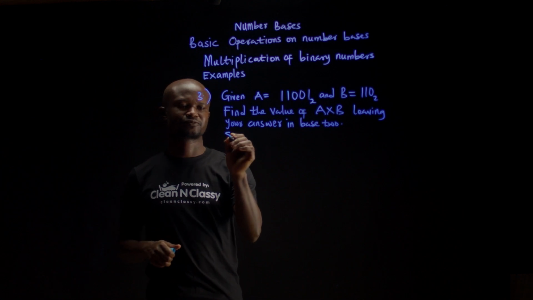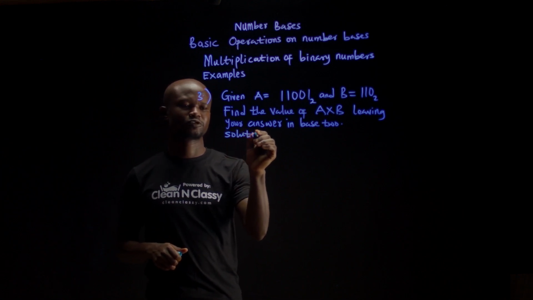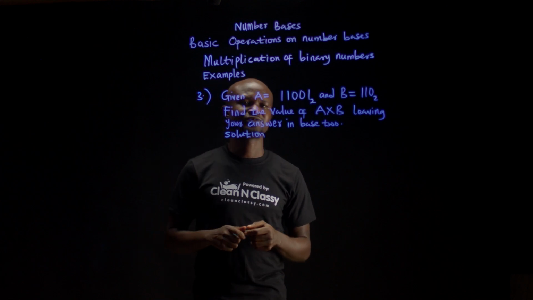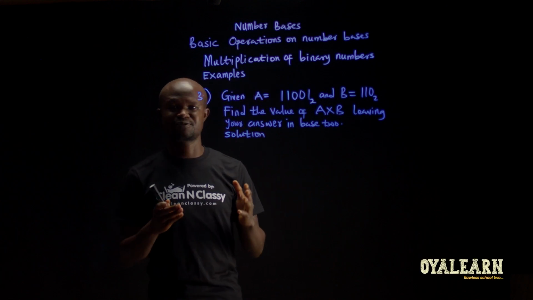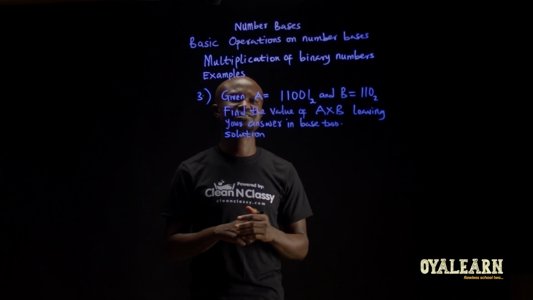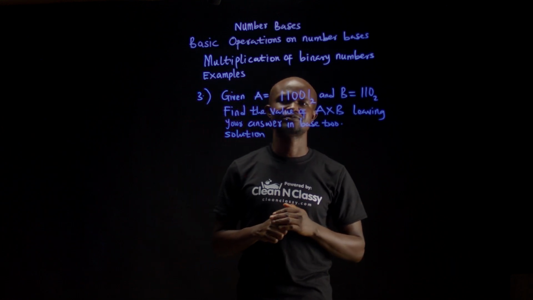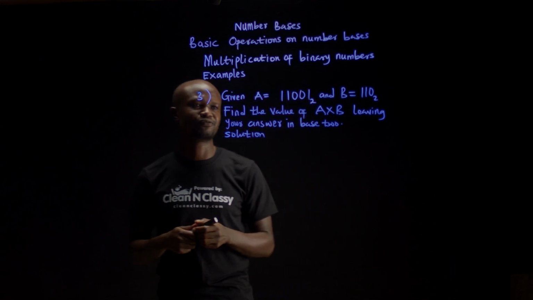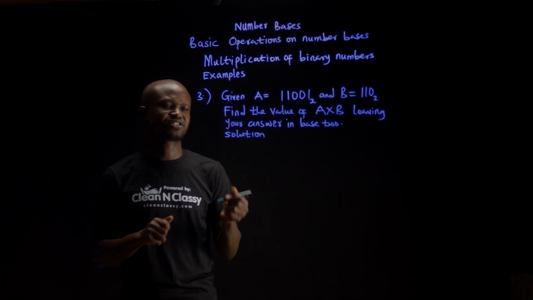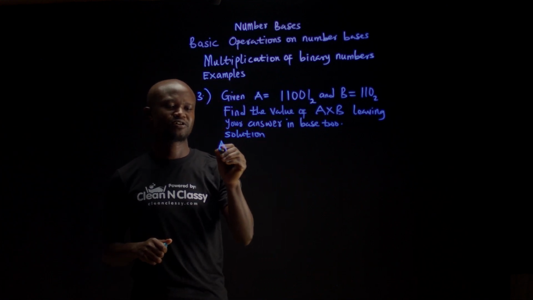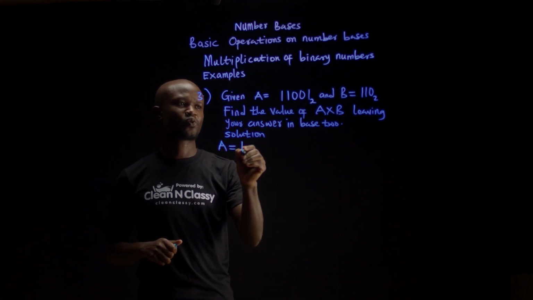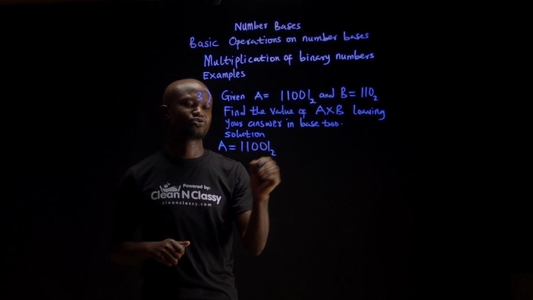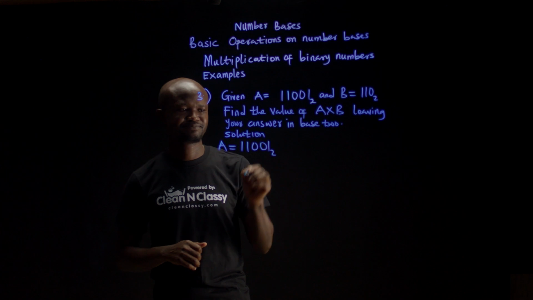Solution. Using the second method, which is based on converting each value in binary to base 10. Let's convert the value of A to base 10 first. We have A equals 11001 base 2, converting to base 10.